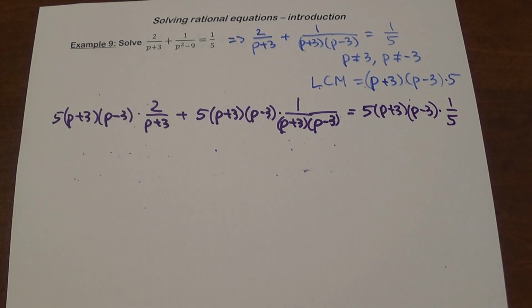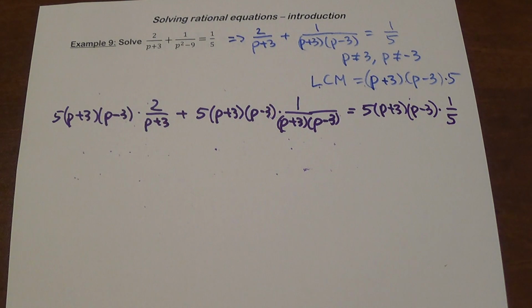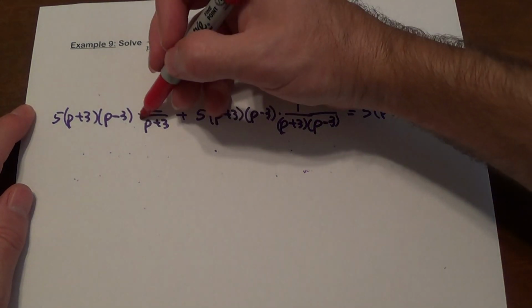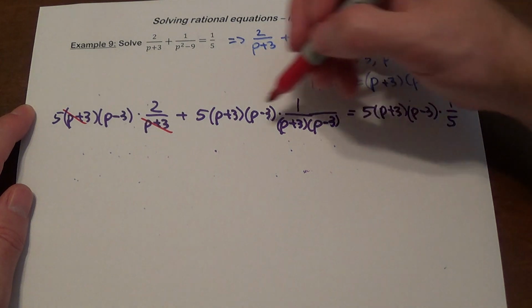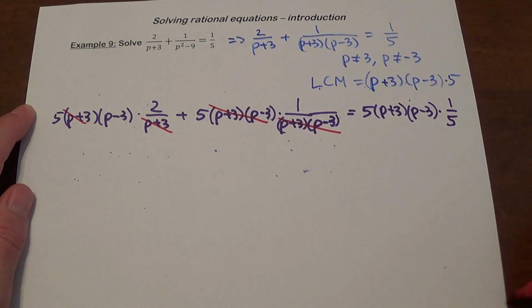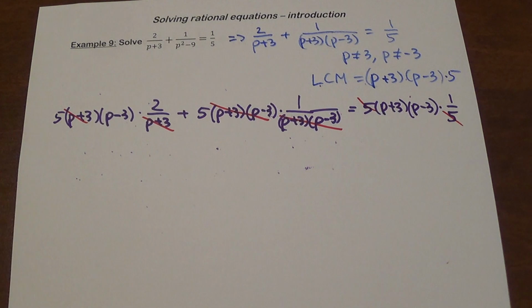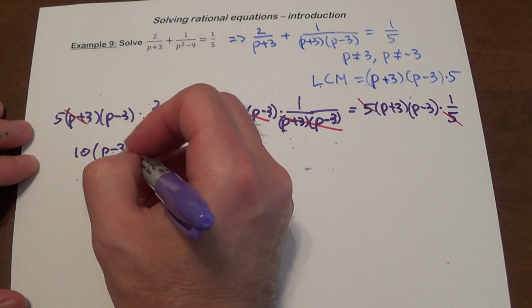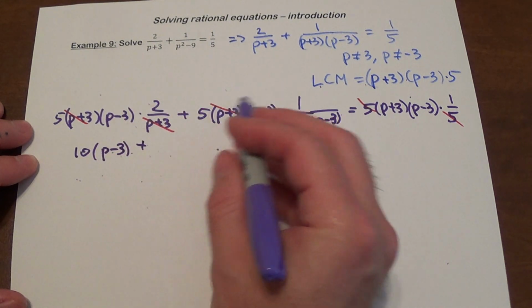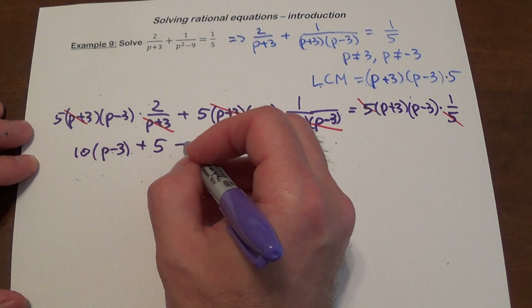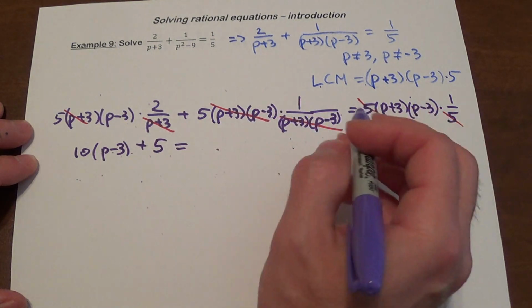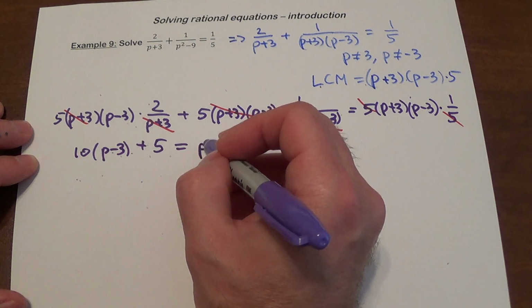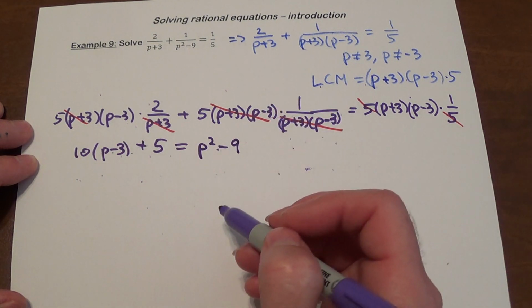Let's get all that stuff, and now we can cancel things. So here we can cross out p plus 3. Here you can cross out this whole entire thing, and here we can cross out the 5s, right? So let's see, it should get better after this. So we got 5 times 2, that's 10, times p minus 3. Here we're going to have 5, that's all that's going to be left out of that, equals, and here we're going to have p plus 3 times p minus 3, which I know is difference of squares, p squared minus 9. I can start multiplying things.